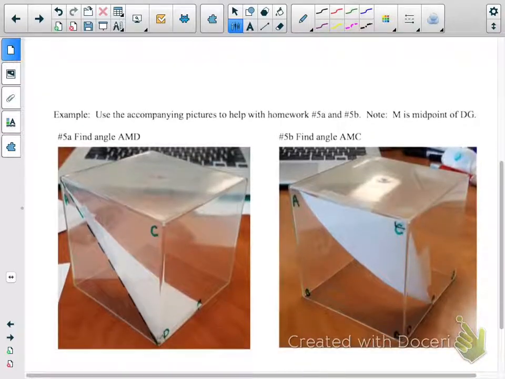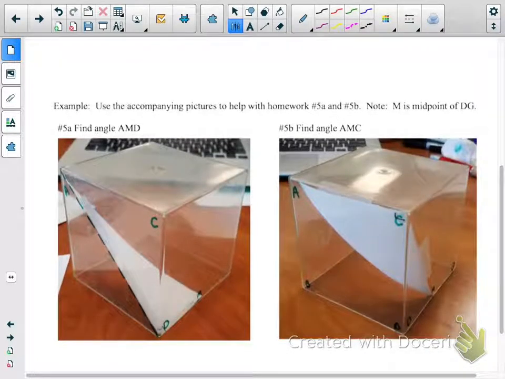Now the last one, same thing. Now this is a cube as opposed to a cuboid, and the problem in your book is a cuboid, but I didn't have one of those to use as an example. Again, I had trouble just visualizing even what was going on here. So in this case, they want you to find angle AMD. Well, first of all, they fail to tell you that M is a midpoint, so that's good to know.